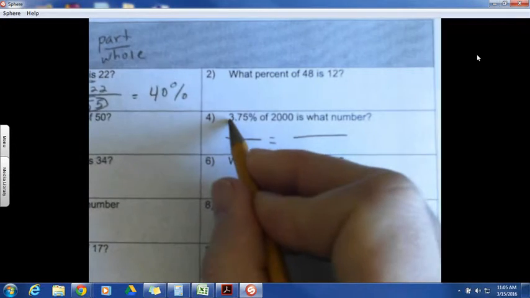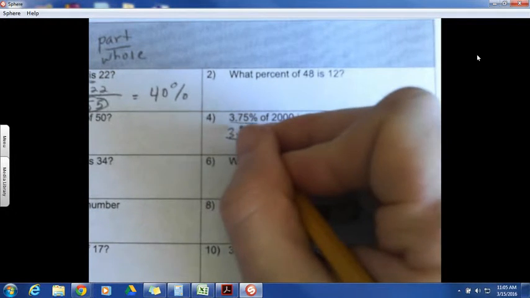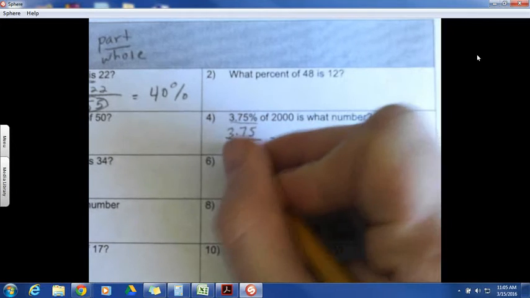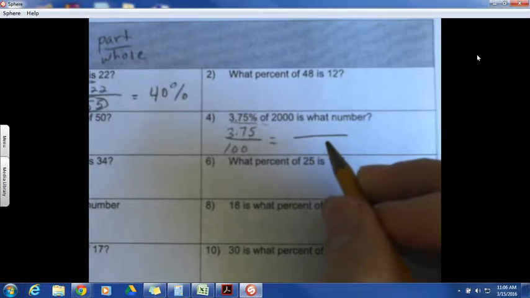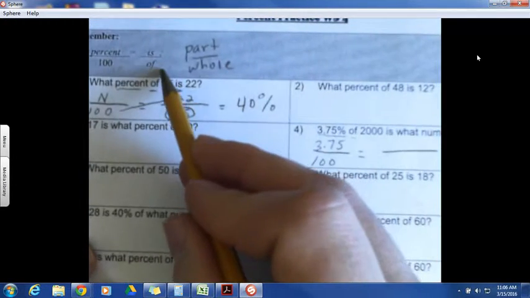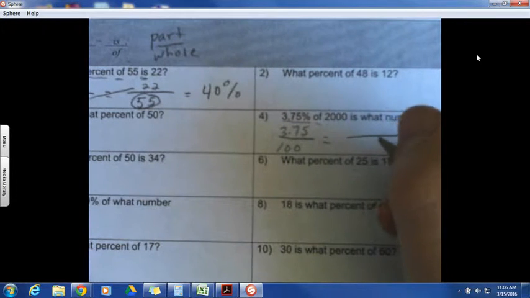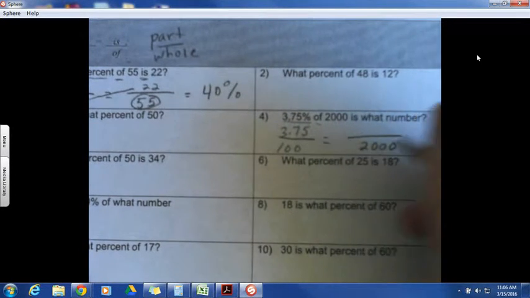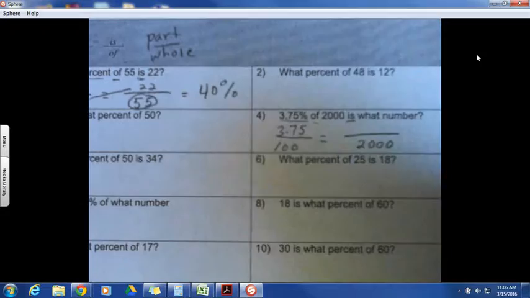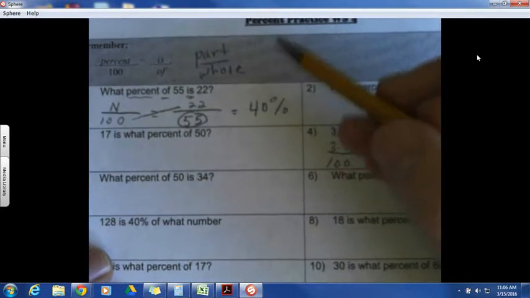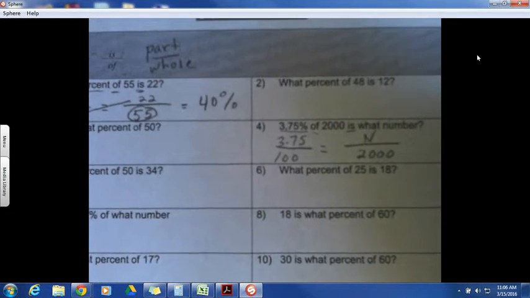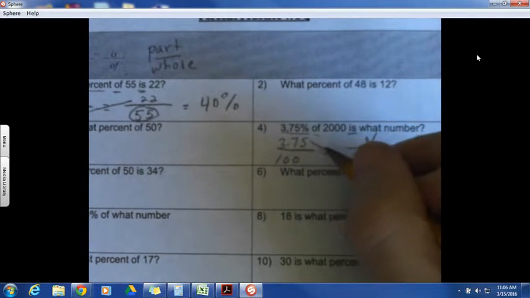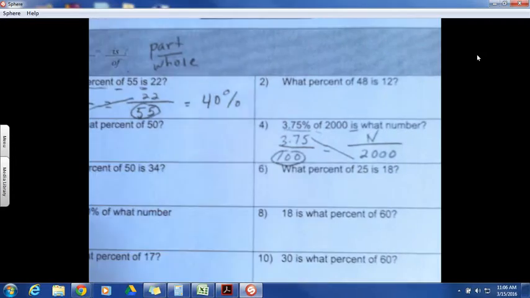Okay, so immediately I see a percent. 3.75% goes on top, out of 100. Okay, of 2,000. So of always goes on bottom, according to my cheat system over there. So 2,000 on bottom is what number? So the is piece, the is what we're looking for. So since is goes on top and that's what we're looking for, I'm going to put an N in there. Now I'm ready to solve. So cross multiply, divide by 100.